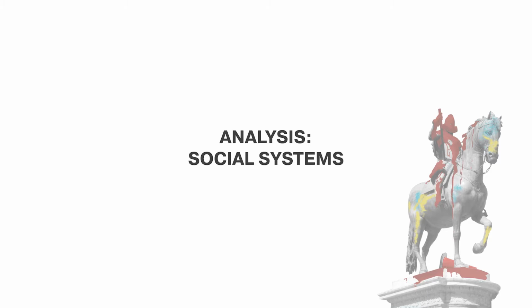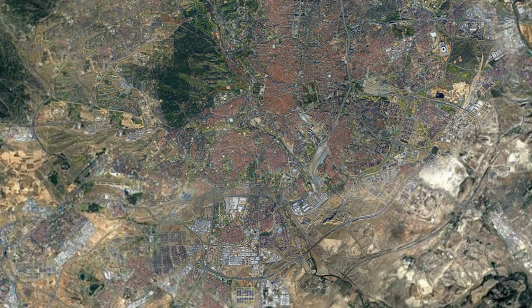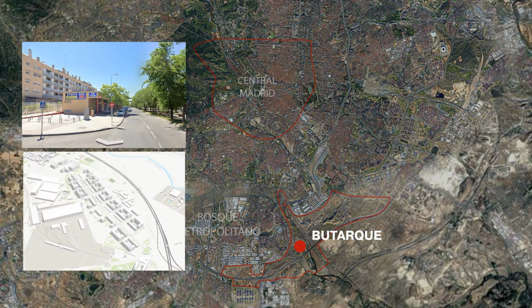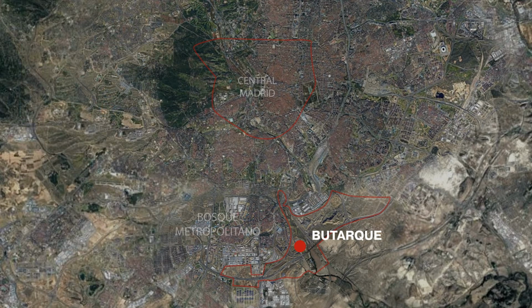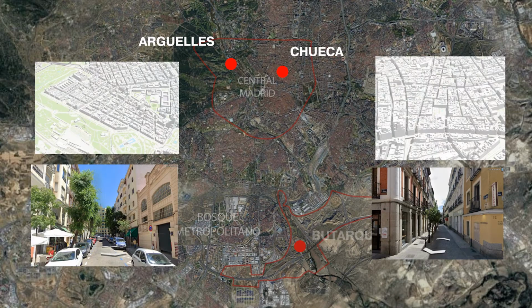The project began with an in-depth look into existing social systems of Madrid. In order to understand the greater social context of Madrid, the Butarque neighborhood adjacent to the project site was compared to two neighborhoods of central Madrid, Argüelles and Chueca.